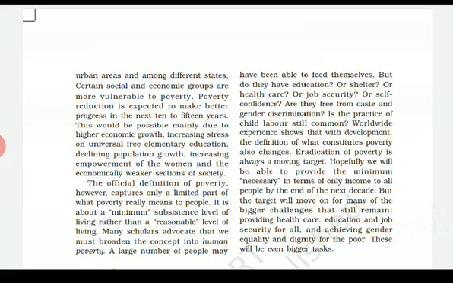Providing healthcare, education and job security for all, and achieving gender equality and dignity for the poor will be an even bigger task. So in the challenges that lie ahead, the focus should be not only on income, but also on providing healthcare, education, job security, gender equality, and dignity for the poor. These are the bigger tasks, the challenges that lie ahead of us. Okay, so this is about your chapter on poverty. With this we come to the end of this chapter as well.